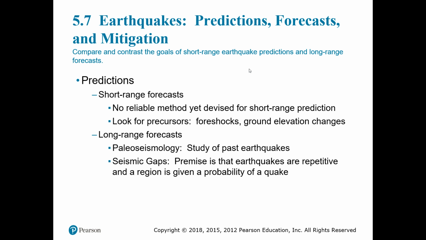In terms of long range forecasts, though, we can look to the rock record to see what has happened in the past in a given area and look for what are called seismic gaps. Knowing that earthquakes happen again and again in certain regions, we can assign probability statistics to say that this particular section of this particular fault really hasn't relieved the stress that's been building up for a very long time, and therefore it's more probable that this section of the fault might rupture. So we look for those seismic gaps to see what hasn't relieved stress in a long period of time.